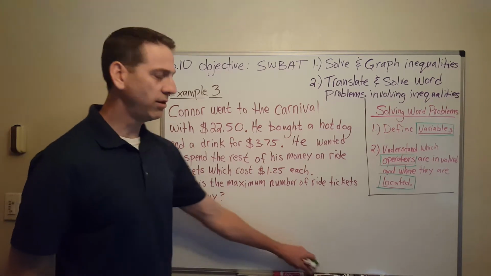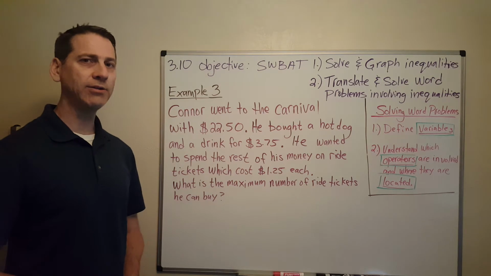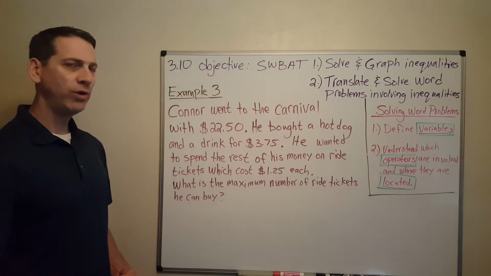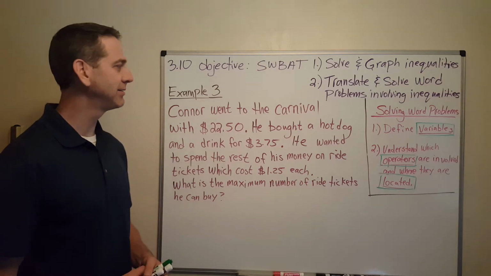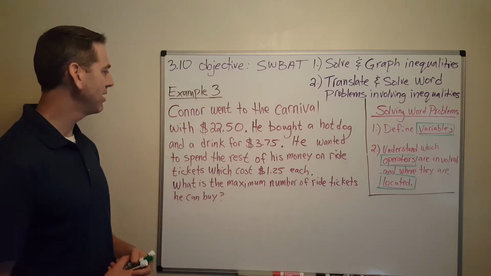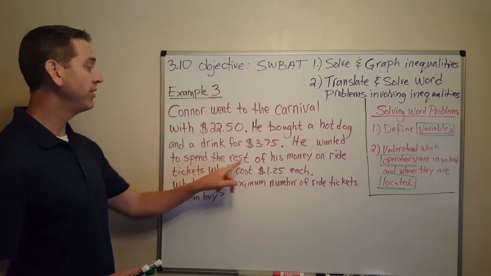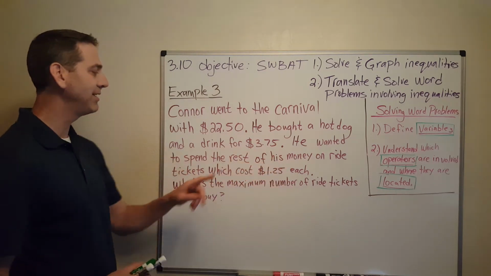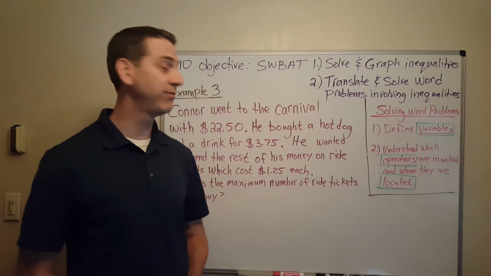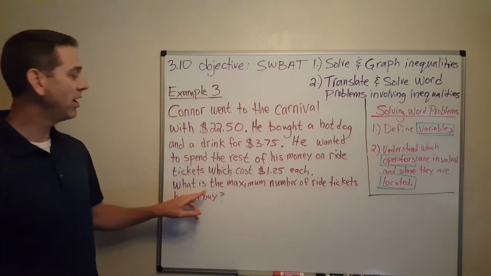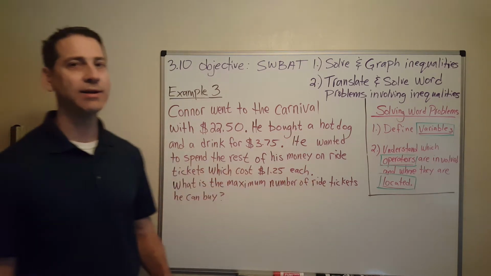All right, so let's take a look at example number 3. Example number 3 is a guy named Connor who went to the carnival with $22.50. He bought a hot dog and a drink for $3.75. He wanted to spend the rest of his money on ride tickets, which cost $1.25 each. What is the maximum number of ride tickets he can buy?